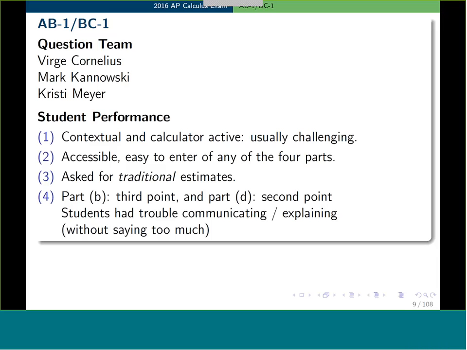Students had a little trouble communicating and explaining, and in some cases they went on to say too much. What that means is students have given us the correct answer, but they just have to tell us more, so they continue to write more. In some cases, we ignore it. However, in other cases, if they go on to say something else and it's wrong, they could lose a point. And I can't give you a definitive rubric for that. It depends upon the year, the problem, and the chief reader.